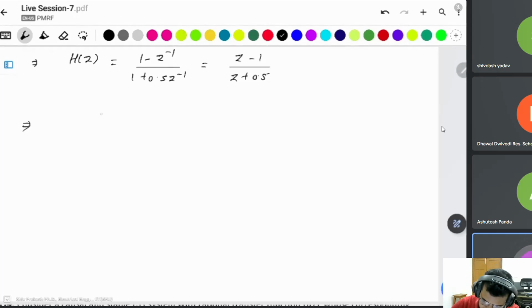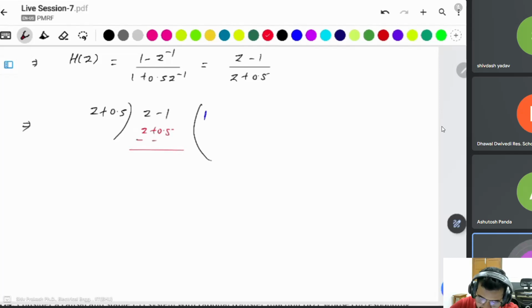Simply divide the question: z plus 0.5 by z minus 1. Divide this one, it will come to 1. If you multiply this one here, this will be z plus 0.5. We have to subtract this one. z will be cancelled out. The value is minus 1.5.